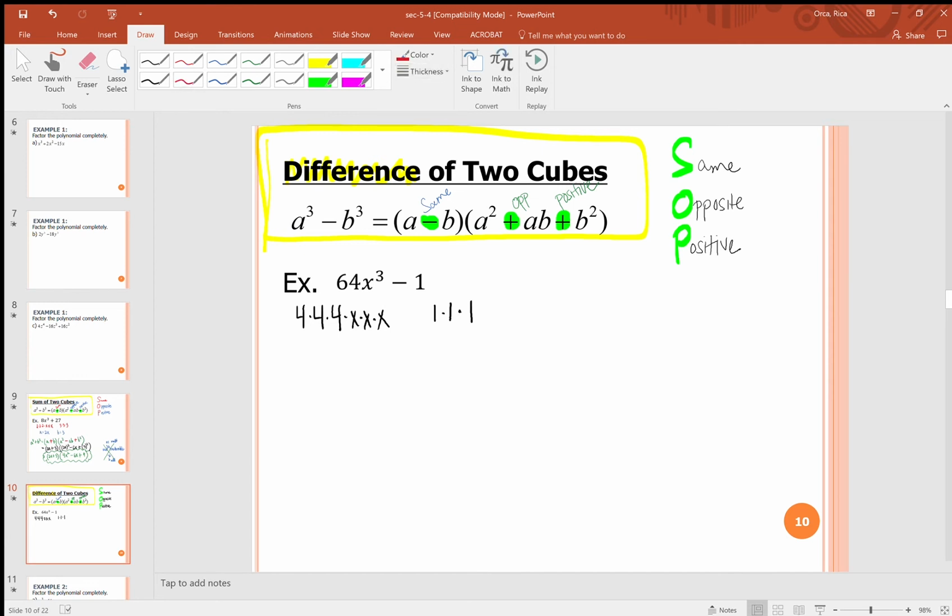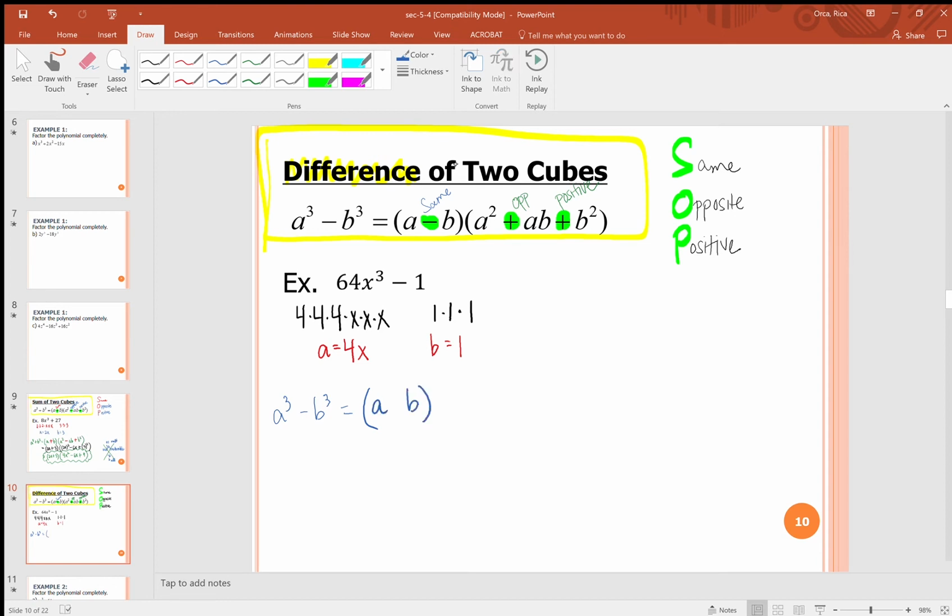Now we're ready to identify A and B. So the cube root of 64, which we've already seen, is 4. And the cube root of x to the third is x. The cube root of 1 is 1. Now let's write out our formula. We have a to the third minus b to the third is equal to, let's write out the variables and then fill in the signs.